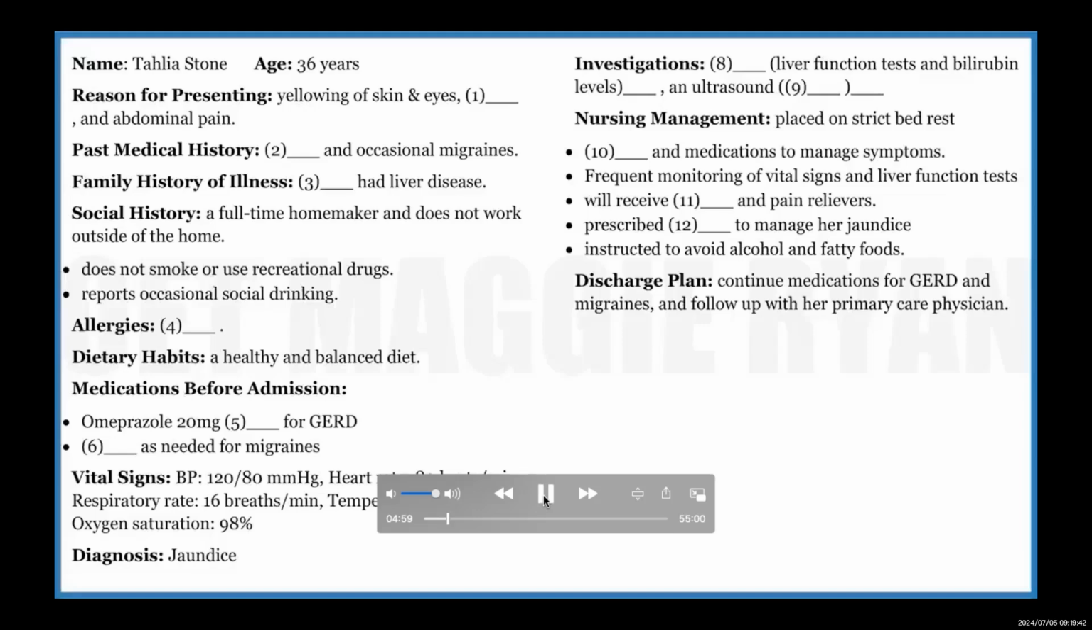If the tests confirm the diagnosis of jaundice, we will prescribe ursodeoxycholic acid to manage your symptoms and instruct you to avoid alcohol and fatty food.